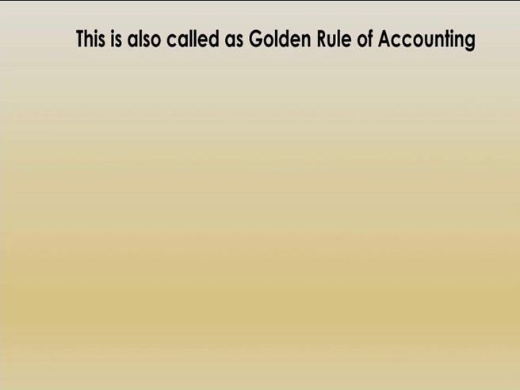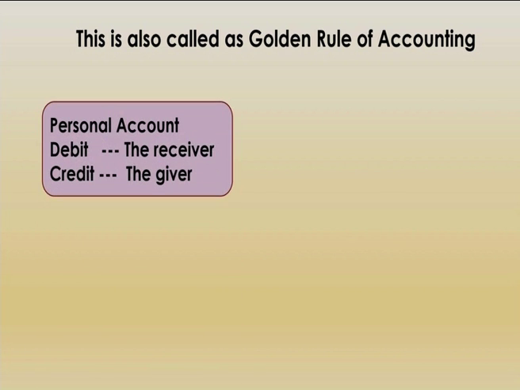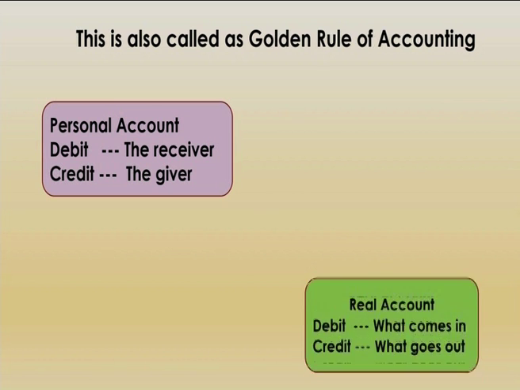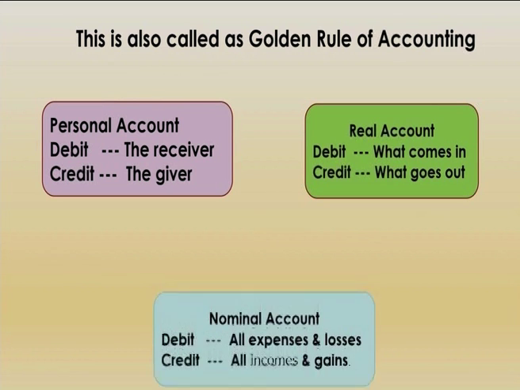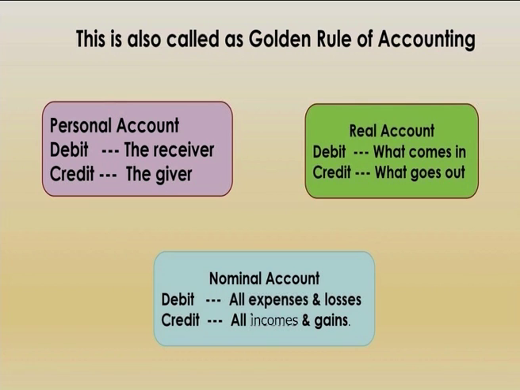This is also called the golden rule of accounting. For the traditional approach, we also call it the golden rule of accounting. So basically, there are three golden rules of accounting in the traditional approach: personal account, real account and nominal account. We categorize broadly into these three types of accounts, and then we debit and credit accounts respectively.